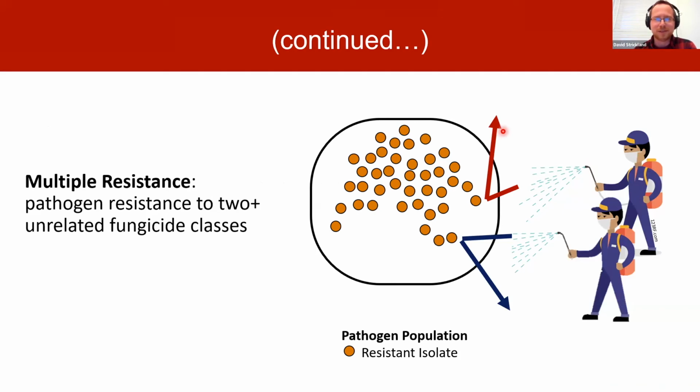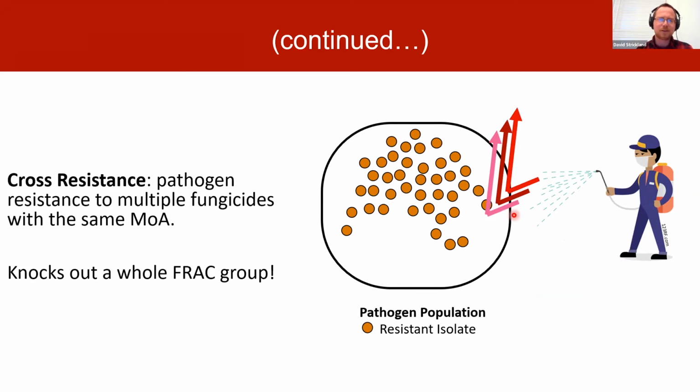FRAC group 7s they're resistant to, but then they come along and because they weren't able to rotate effectively, now they're starting to see resistance to a completely different FRAC group, say FRAC group 3, for example. And once again, they're wasting their money and they've got a big problem on their hands when it comes to protecting their crop. In cross resistance, it's a situation where the pathogen is going to show resistance to multiple fungicides within the same mode of action.